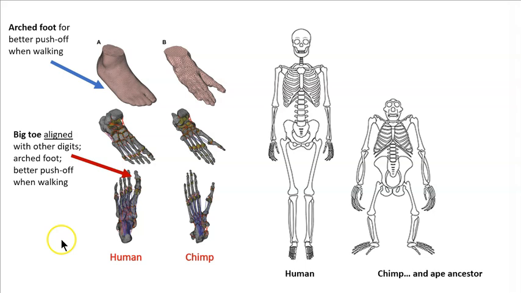And take a look at the human foot. Here we have the skeleton of the human foot, and notice the big toe is aligned with the other digits. We also have more of an arch in the foot, and it will get more springy action, so we can push off when we're walking. Again, notice the skeleton of the chimp. The big toe is not aligned, and it is opposable to the others. And this is a grasping foot, whereas the human foot is adapted for walking.